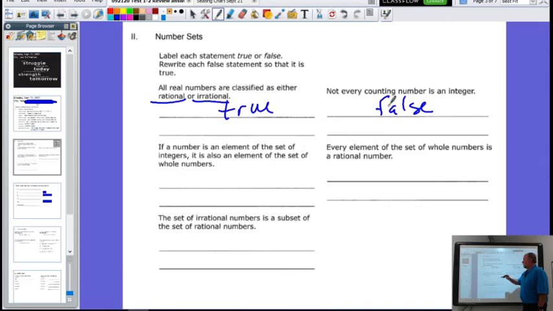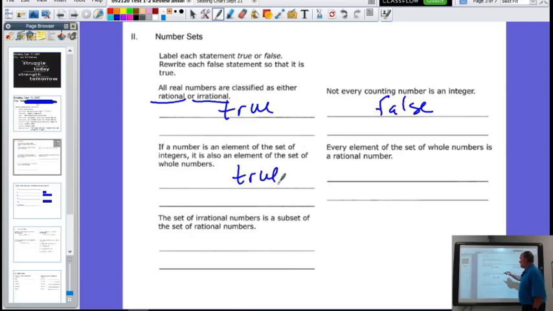The next one. If a number is an element of the set of integers, is it also an element of the set of whole numbers? Well, it can be an integer without it being a whole number, but it can't be a whole number without it being an integer. So can it be an element of integers and also be an element of a set of whole numbers? Yes, it can be. So that is true. Okay.